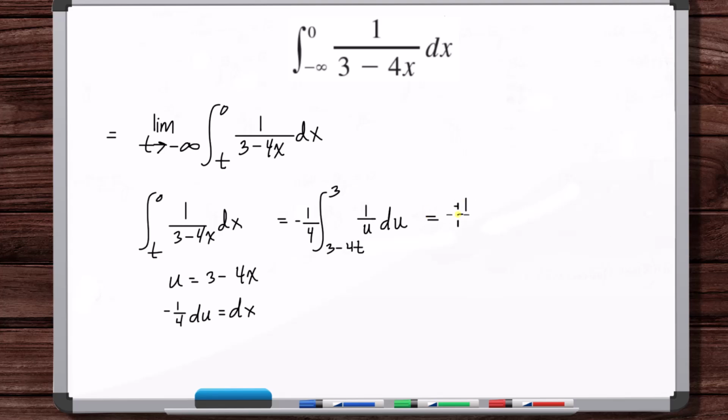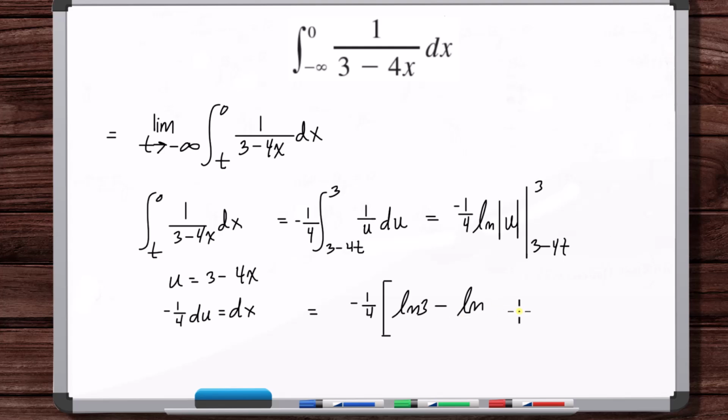Integrating from 3 minus 4t to 3, we've got minus 1/4 times the natural log of 3 minus the natural log of the absolute value of 3 minus 4t.